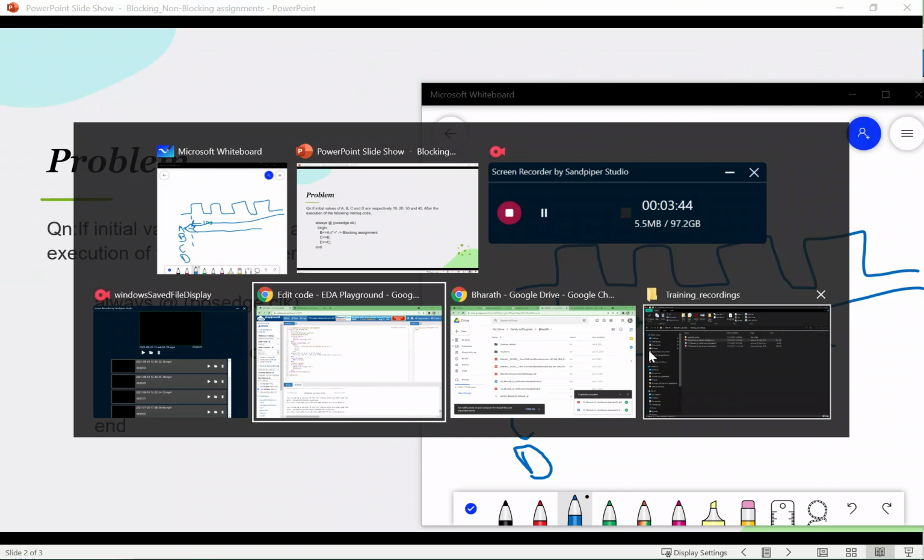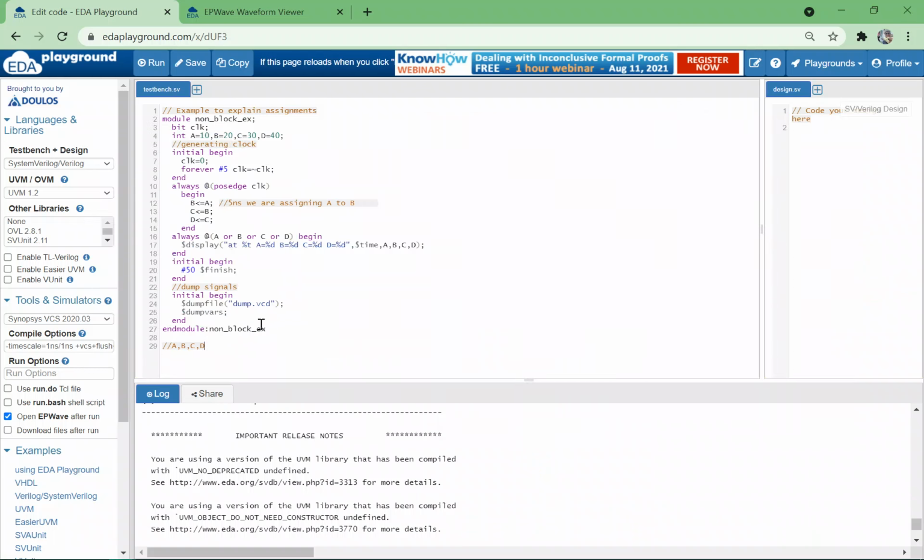I want to explain this in EDA Playground. I have written a small snippet of code here. Initially, you can see A, B, C, D are assigned their respective values, and I am generating a clock. It is required because we are reassigning on every passage of the clock.